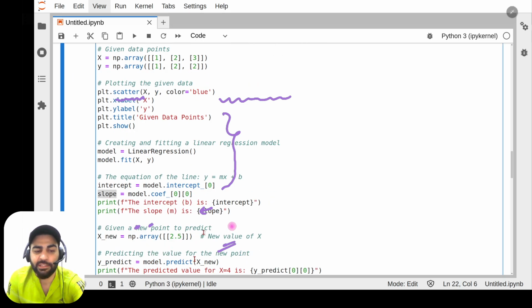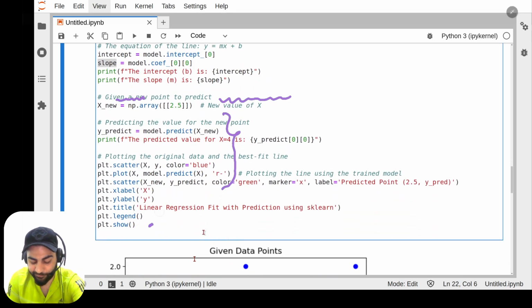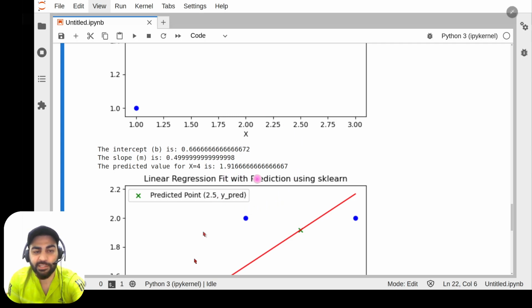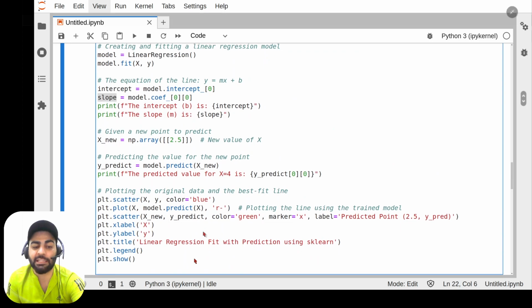And if you see, the values are pretty much similar. The intercept is 0.666 that we got. This is 0.66, and this is 0.449, because they use something called regularization, and this is the prediction. So are you confident that you can write this algorithm from scratch without using the libraries? That is the thing I want from you guys.